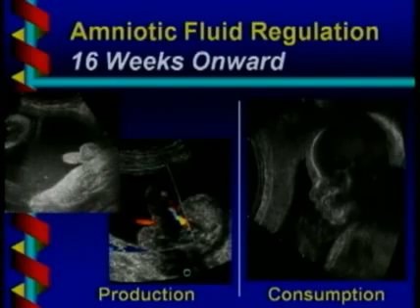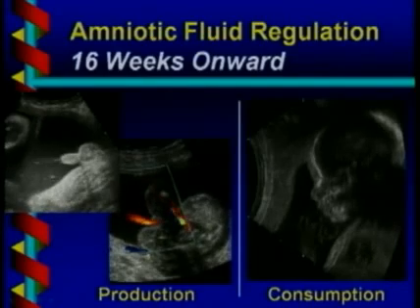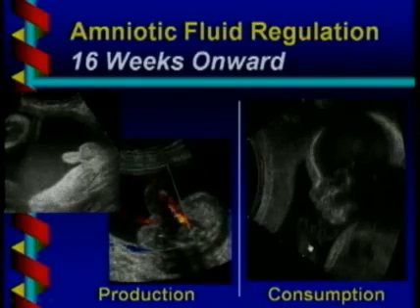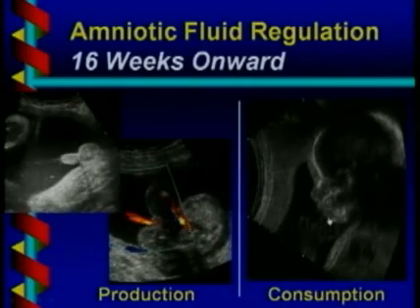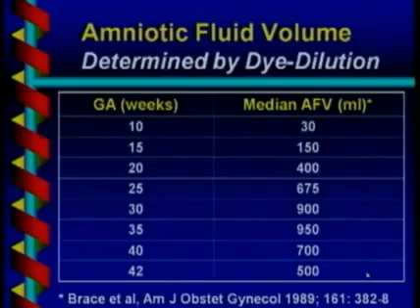Pictorially, amniotic fluid is produced by fetal urination. There's a boy and a girl peeing, and consumption is by swallowing and getting the fluid down into the GI tract. If we ever wanted to know amniotic fluid volume, we can't tell it directly by ultrasound. The method to determine amniotic fluid volume accurately, in fact, is by a method called dye dilution.